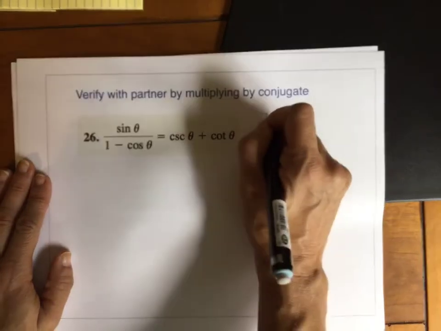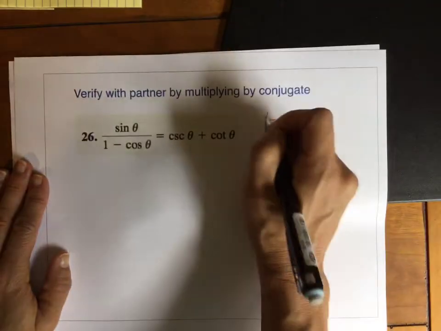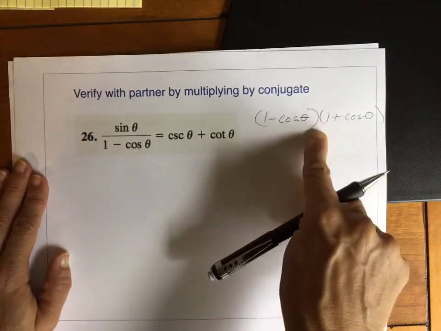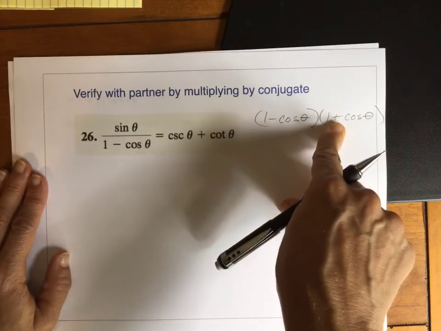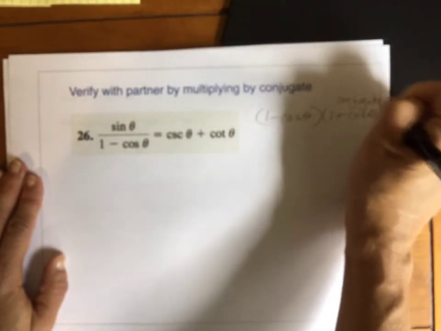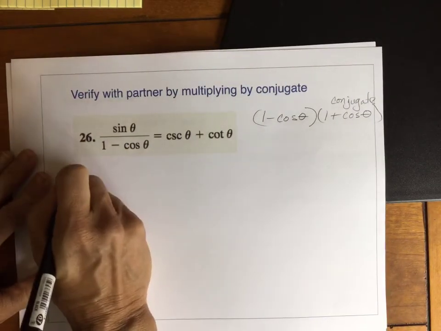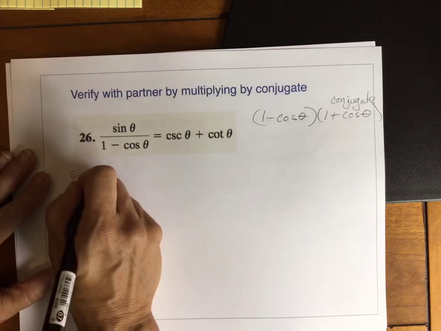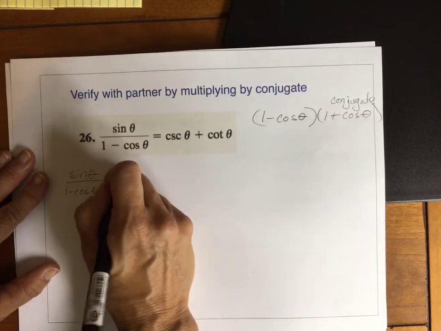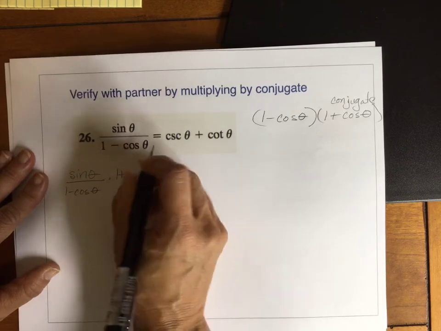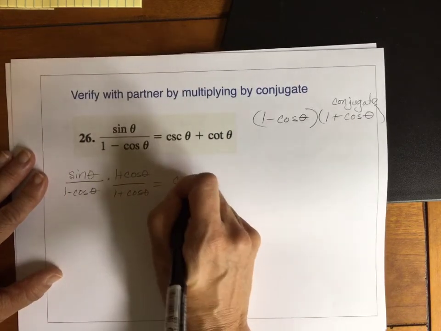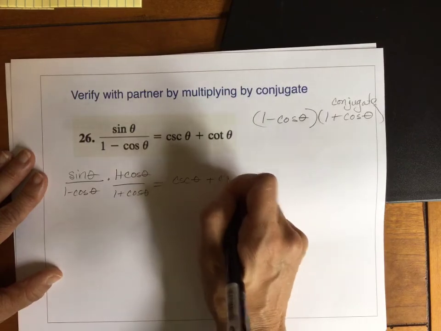So the conjugate, if you remember, if I have 1 minus cosine of theta, the best way to get something out of the denominator or do something with it is to multiply by the same numbers but opposite sign in the middle. That's what we mean by conjugate. This is the conjugate. So if I were to take this side, which is a little more complicated because it has 3 terms, and I have 1 minus cosine theta, then I want to multiply top and bottom by this conjugate. 1 plus cosine theta all over 1 plus cosine theta, and we want that to equal cosecant theta plus cotangent theta.